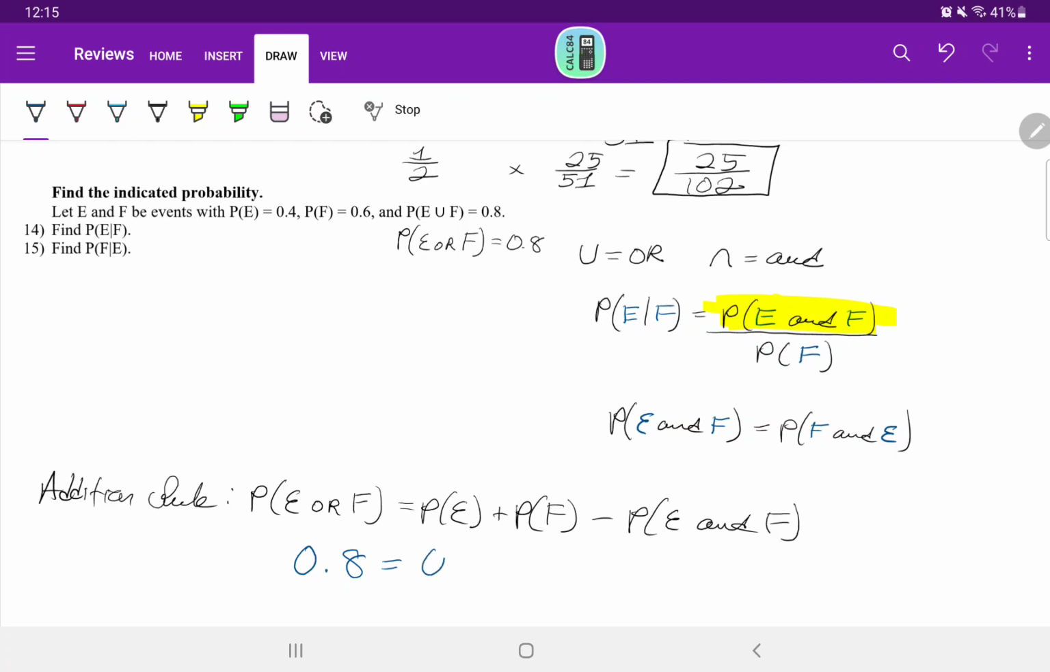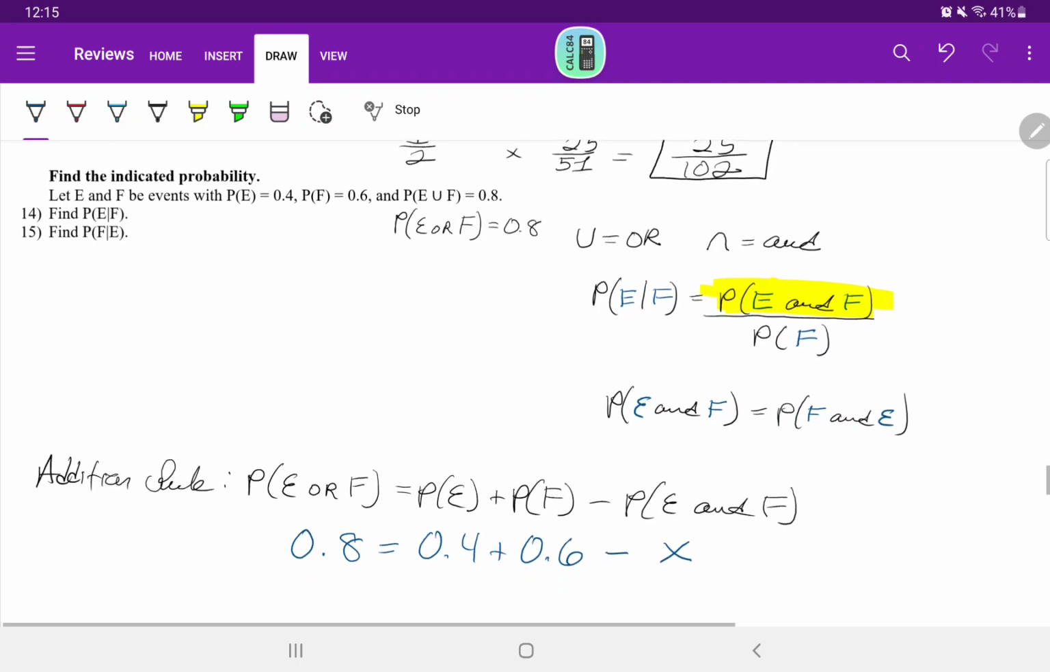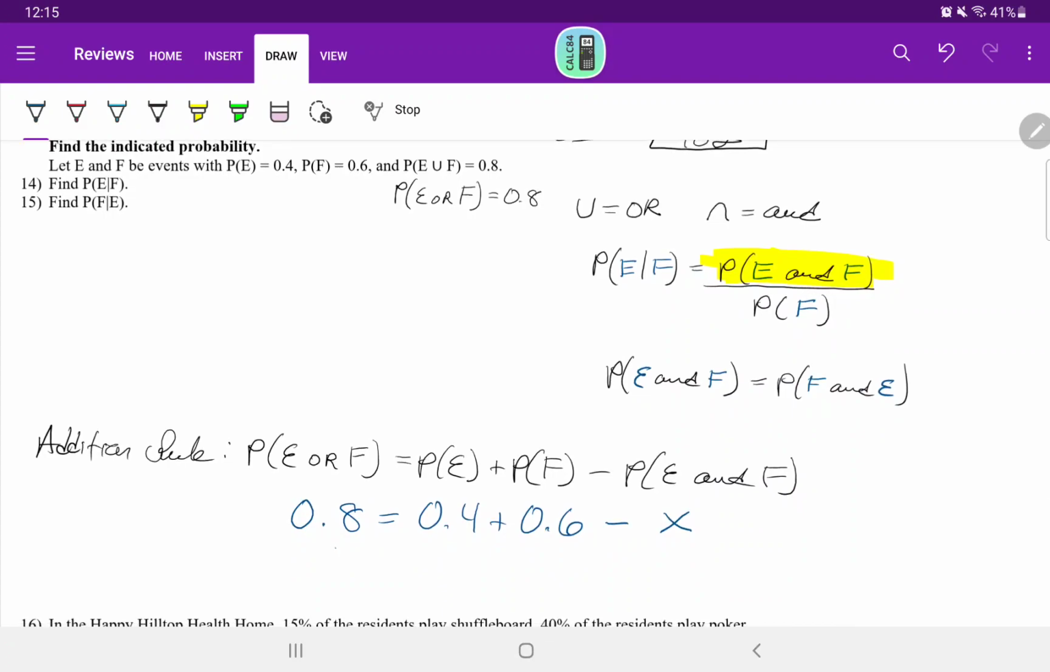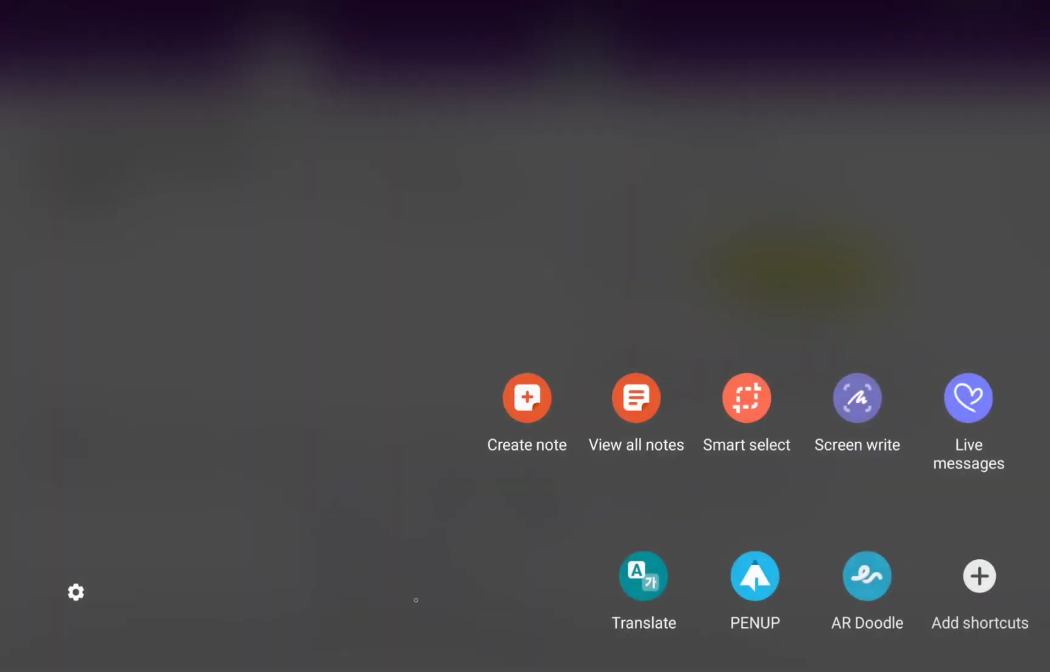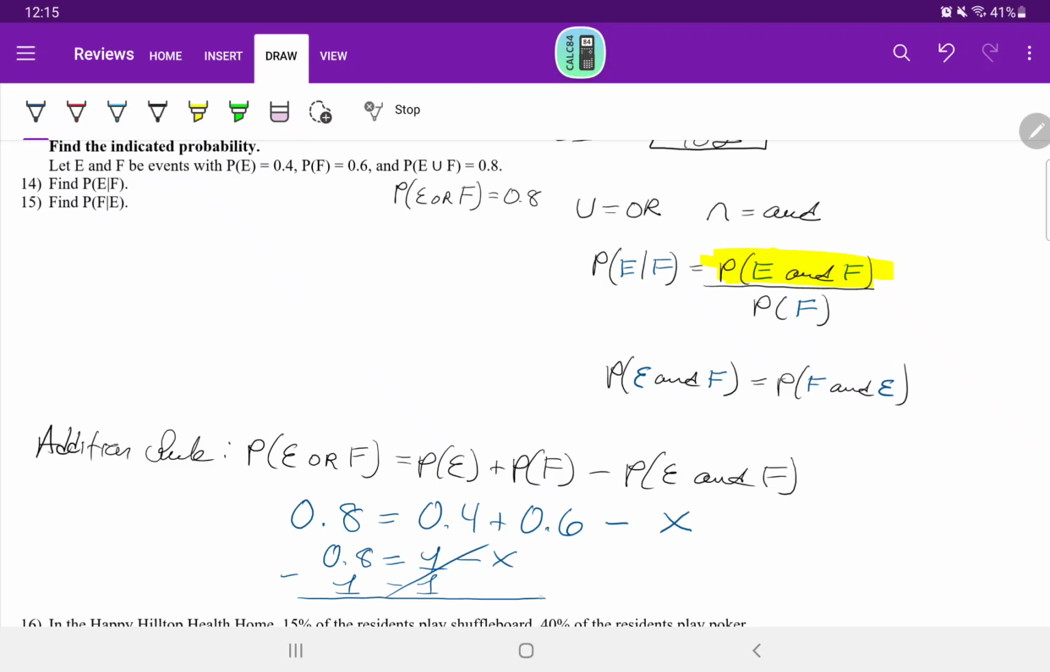The probability of E is 0.4. The probability of F is 0.6. And I'm just going to call this missing piece X, which is the missing part, as the variable. So 0.8 equals 0.4 plus 0.6 is 1. 1 minus X. Subtract 1 from both sides. It's like solving an algebraic equation. Negative 0.2 equals negative X, which means X equals 0.2.